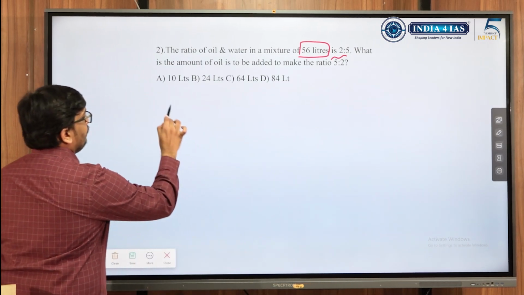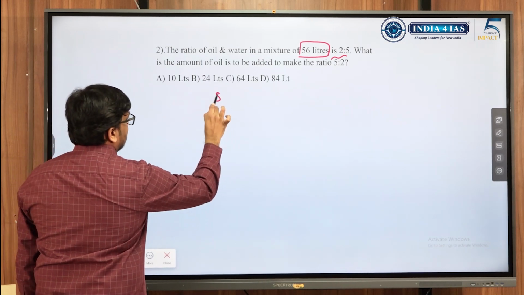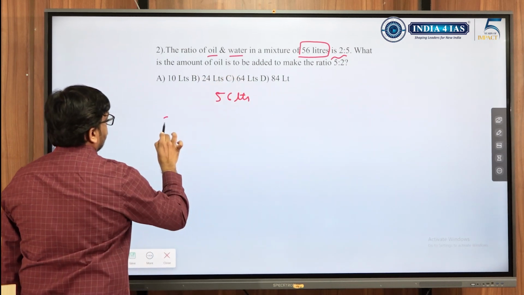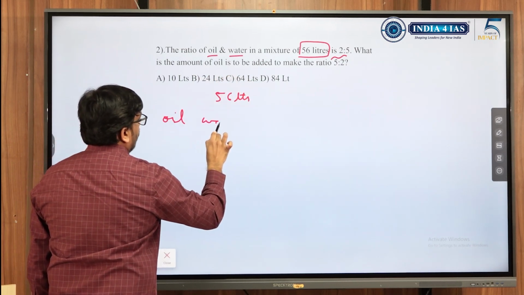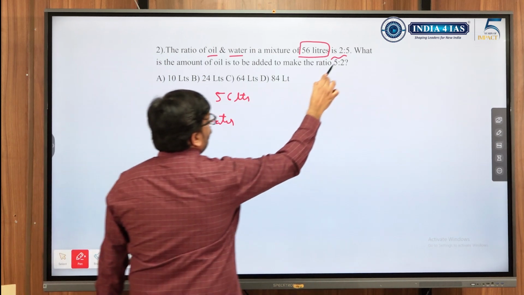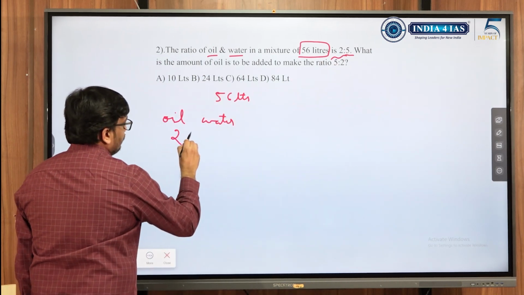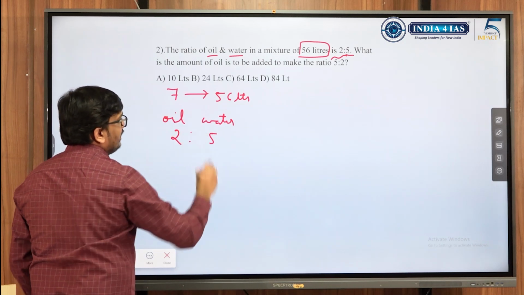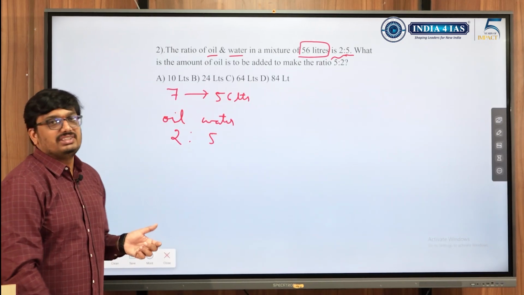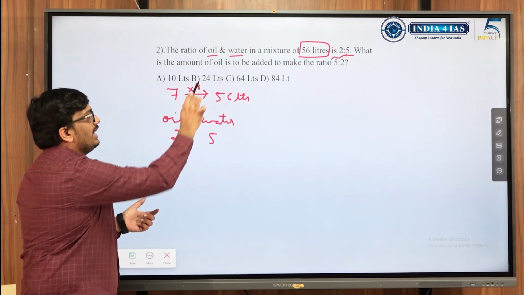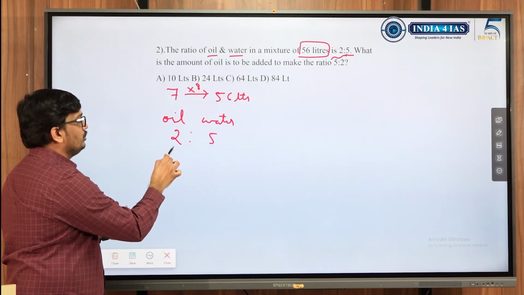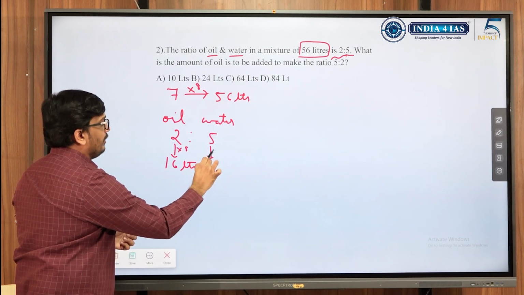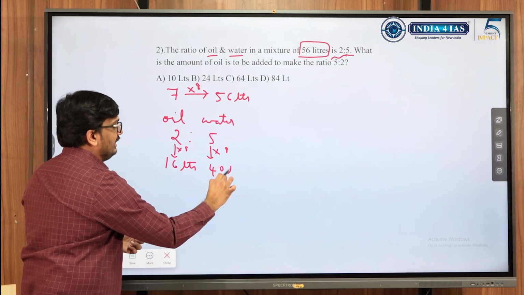First, in a mixture of 56 liters, that is a definite number, oil and water are in the ratio 2:5. 2 parts oil, 5 parts water. Total 2 plus 5 is 7 parts. That is nothing but 56 liters. 7 parts is 56 liters. Therefore, 1 part is 8 liters. Then oil 2 parts means 2 into 8, 16 liters. Water 5 parts, 5 into 8, that is 40 liters.